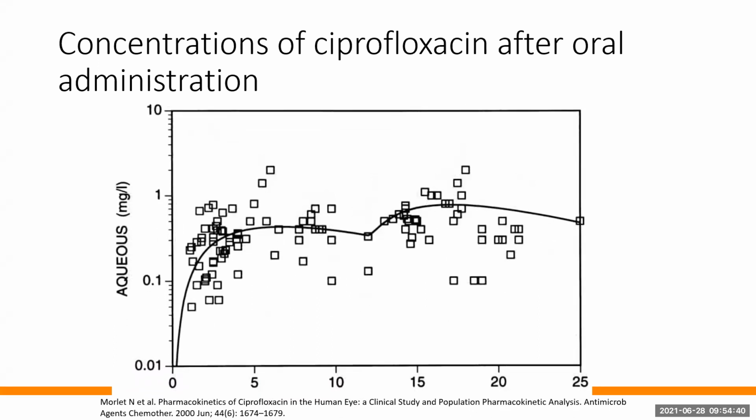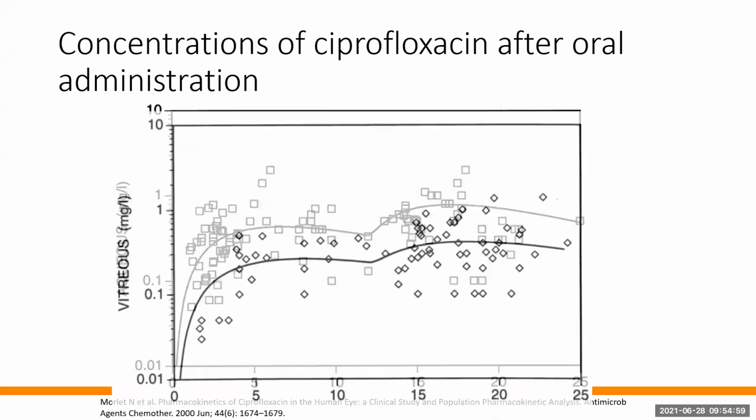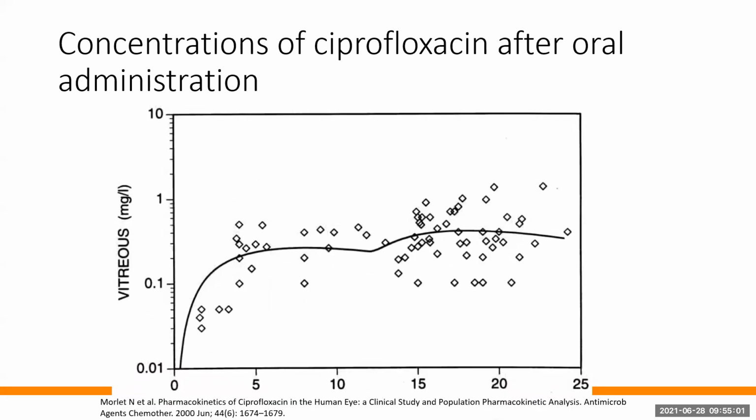And when they measured ciprofloxacin levels in the aqueous after cataract surgery, you can see those levels are quite comparable to the serum levels, between 0.1 and 1, but many of them close to 1. So they may be half, maybe a third of serum levels in the aqueous, which is actually pretty good. And in the vitreous, we see similar levels to the aqueous. So ciprofloxacin after oral delivery actually penetrates the eye quite well.